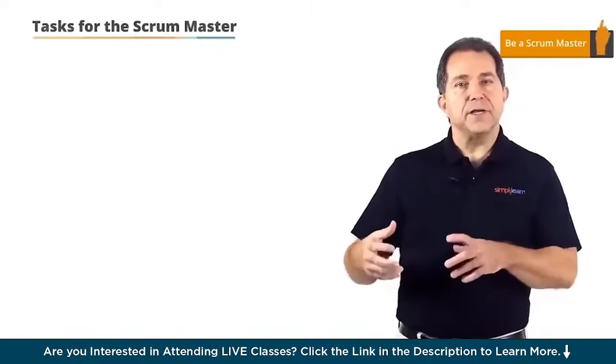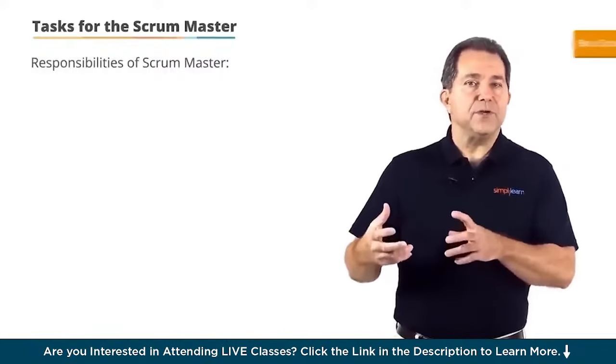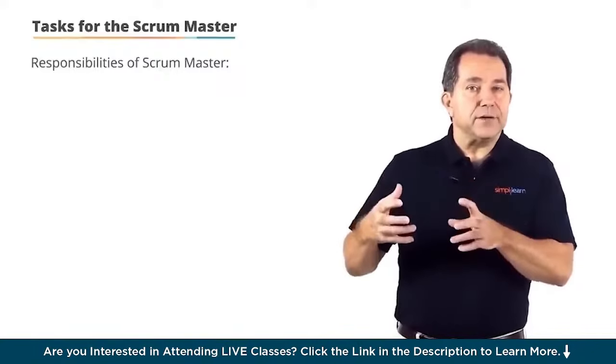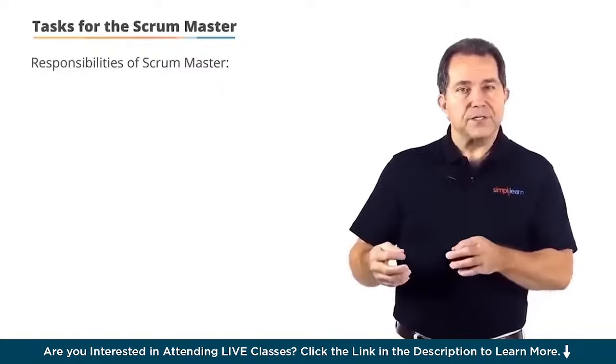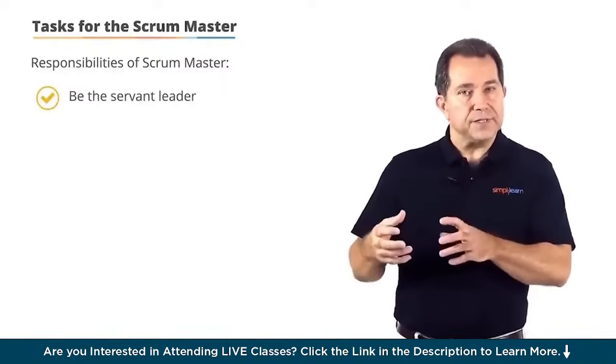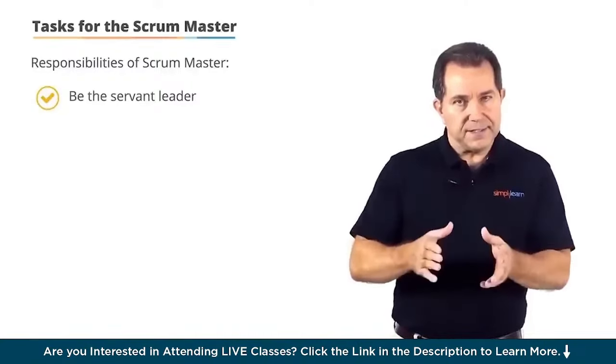Tasks for the Scrum Master. The Scrum Master is a crucial role, and it is important for you to be able to be clear about exactly how the Scrum Master serves the team. Scrum Masters are servant leaders. This means that they put the team before themselves and assist the team.